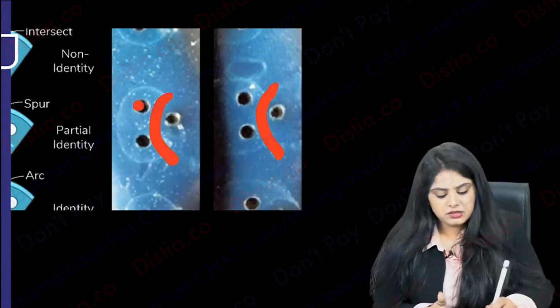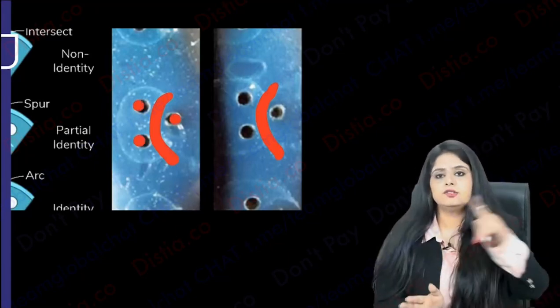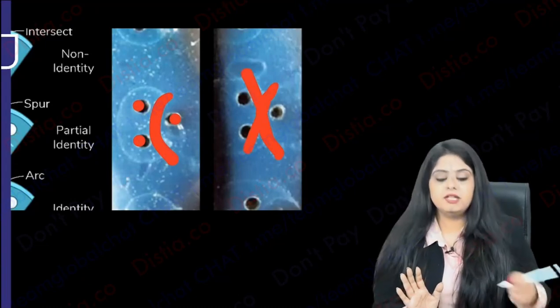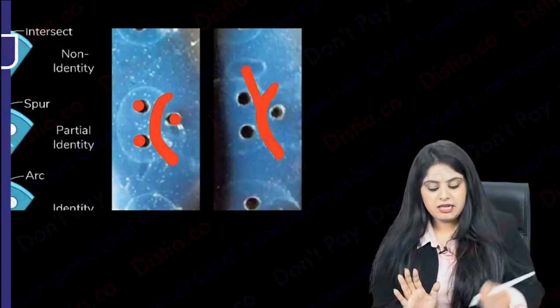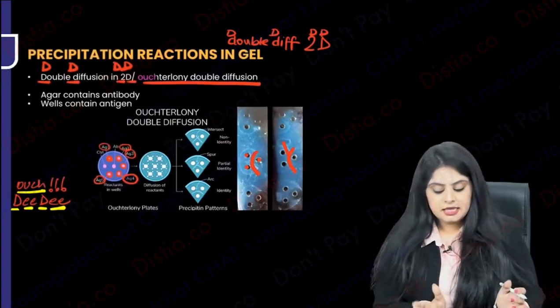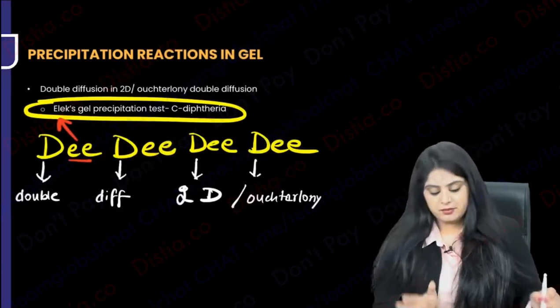Are these antigens in these wells identical or non-identical? The line is continuous, so they are identical, right? If they would have been cutting like this, they would have been non-identical. And if they would have been partially cutting like this spur, they would have been partially identical. This is known as the double diffusion test, Ouchterlony test, gel precipitation test.